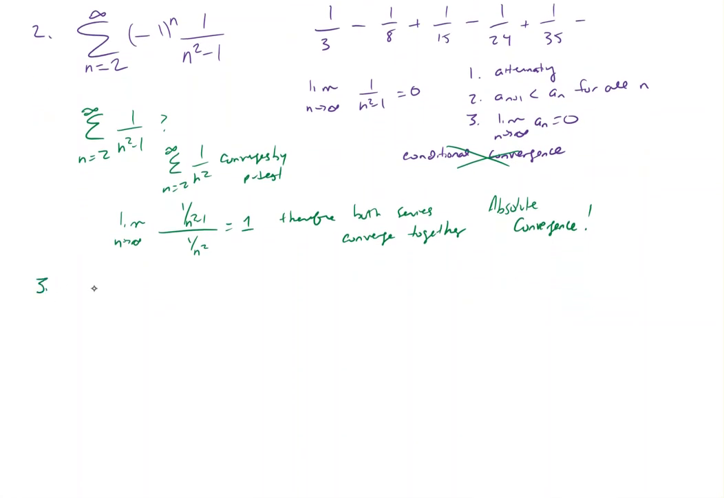So, number 3. We've learned our lesson now, right? We're not going to go directly to the conditional part. We're going to start with checking absolute convergence, right? So let's check absolute first.